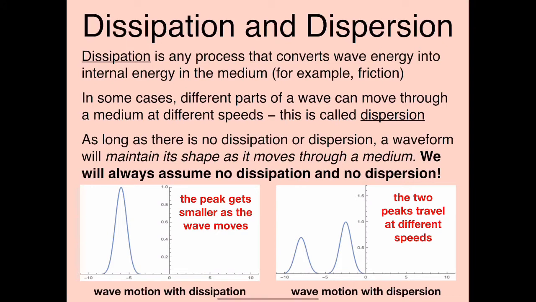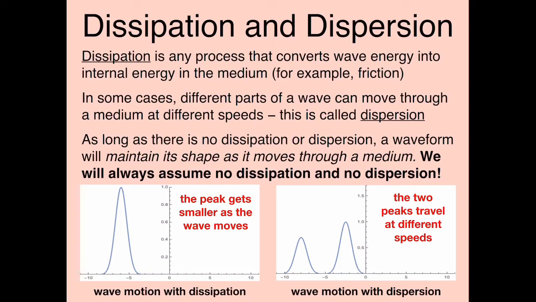Okay, so let's talk about some more terminology here. Let's talk about dissipation and dispersion. So dissipation is any process that converts wave energy into internal energy in your medium. For example, if you had friction acting on your wave as it moves through a medium, that would convert the energy of that moving wave into internal energy in that medium. That would be an example of dissipation.